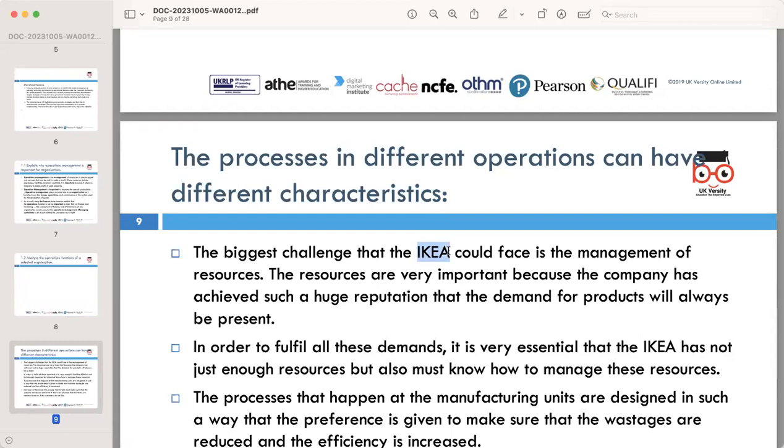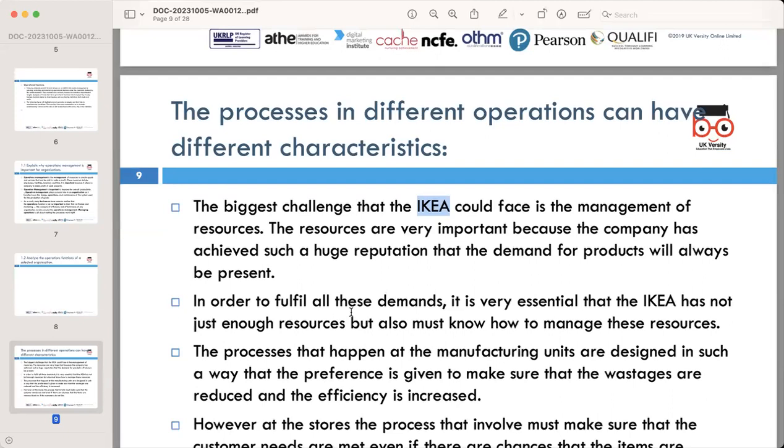I don't know whether they do everything there or not, but yeah, they are producing furniture. Their main product is furniture. So they could face challenges in the management of resources. Resources are very important because the company has achieved such a huge reputation that the demand for its products will always be present.